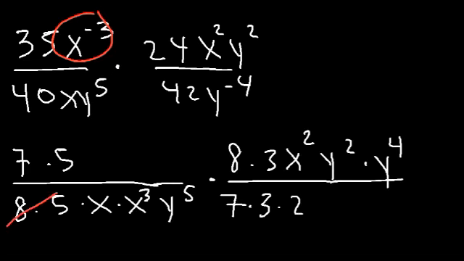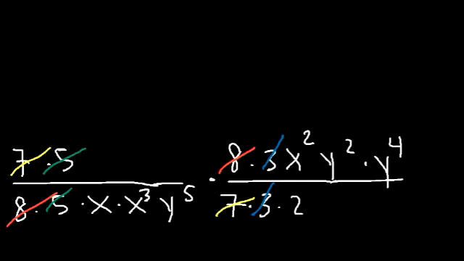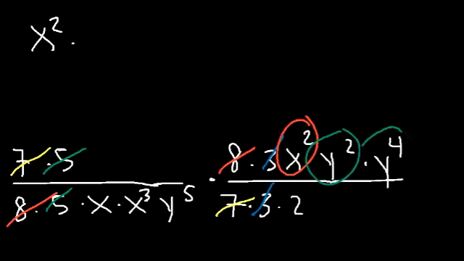We can cancel an 8. We can get rid of a 3. And we can get rid of a 7 and a 5. So on top, we have an x squared, y squared times y to the 4th, 2 plus 4 is 6, so it's y to the 6 on top. On the bottom, we have a 2.